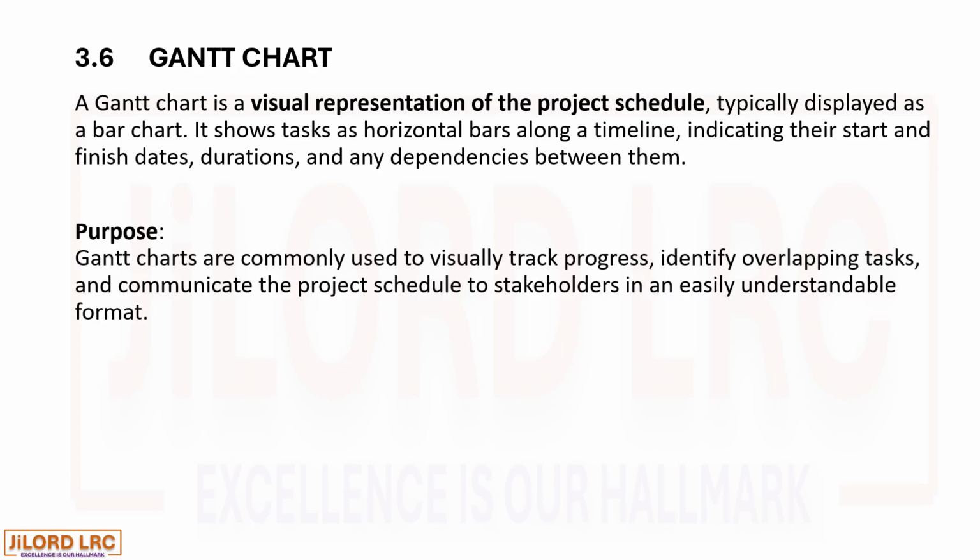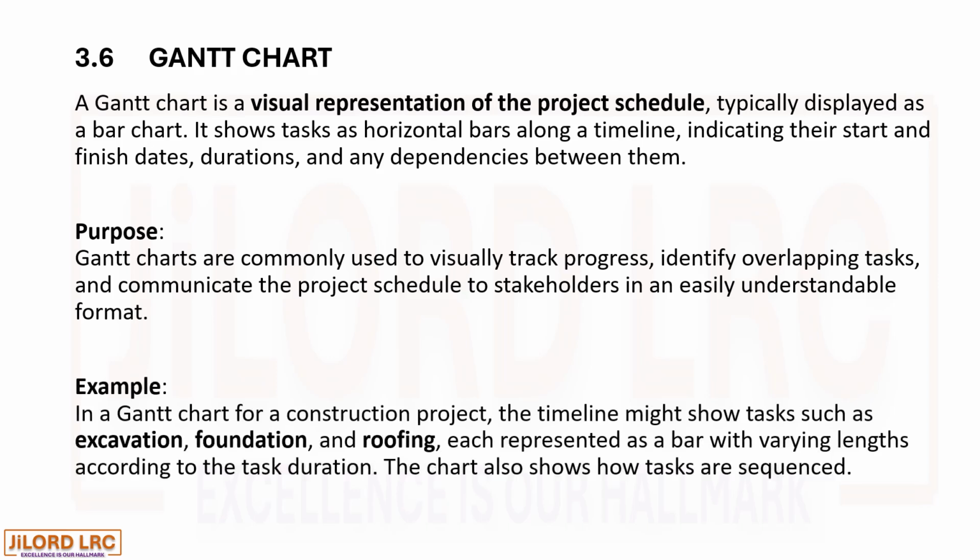Purpose. Gantt charts are commonly used to visually track progress, identify overlapping tasks, and communicate the project schedule to stakeholders in an easily understandable format. For example, in a Gantt chart for a construction project, the timeline might show tasks such as excavation, foundation, and roofing, each represented as a bar with varying lengths according to the task duration. The chart also shows how tasks are sequenced.